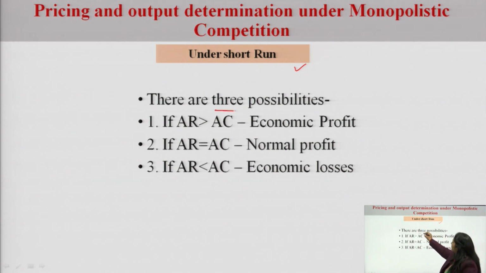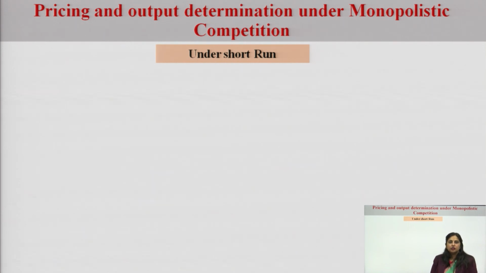There can be three kinds of possibilities: there can be economic profits, there can be normal profits, and there can be economic losses. In these situations, different types of profits would be available to the seller. So, let us see how it works under the short run.